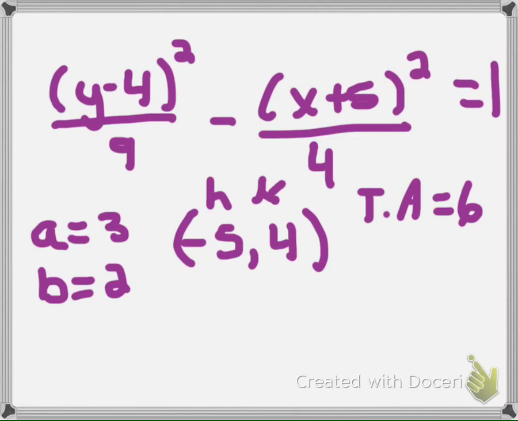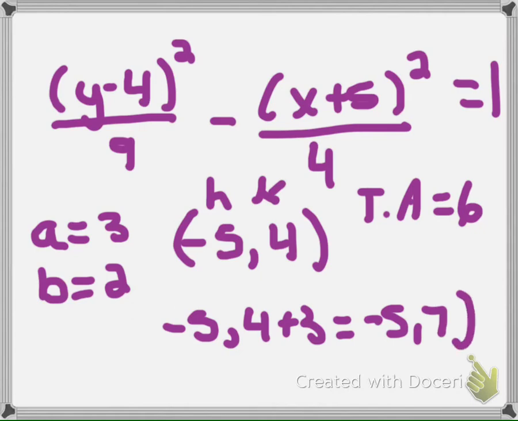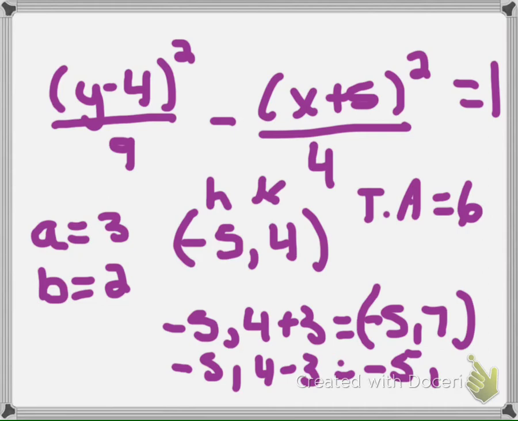Now let's talk about the vertices. The vertices are going to be your center plus A. So it's going to end up being negative 5, comma, 4 plus 3, which is equal to negative 5, 7. That's one vertex. And then the other one is going to be negative 5, comma, 4 minus 3, which is going to be equal to negative 5, 1.